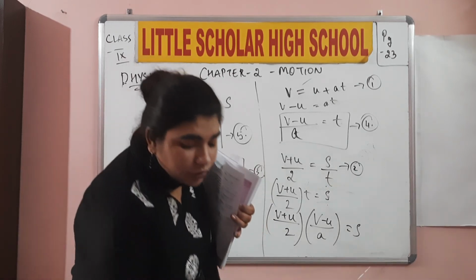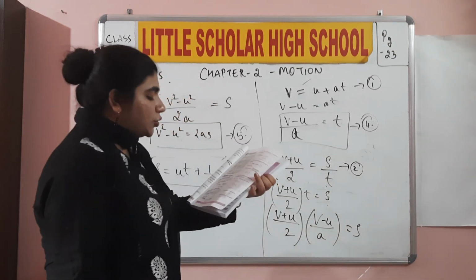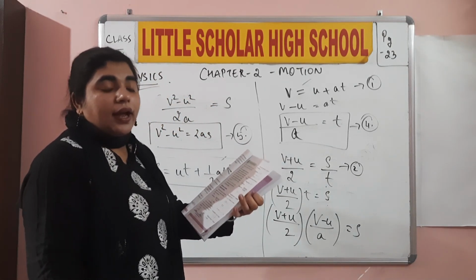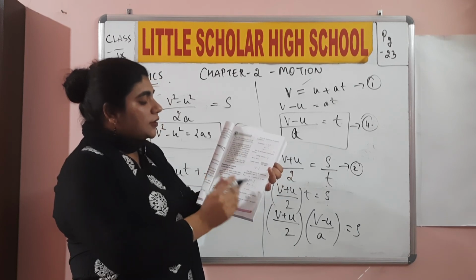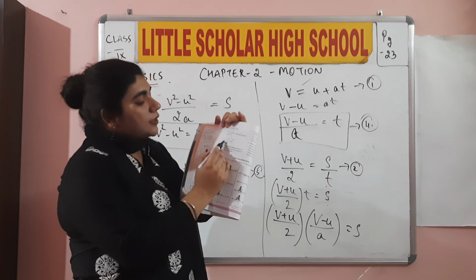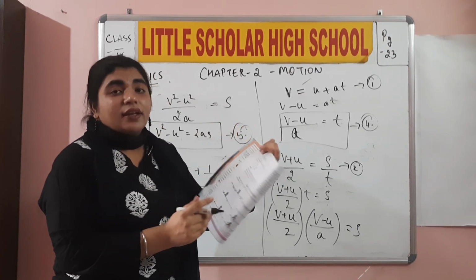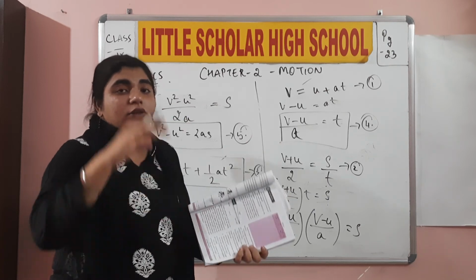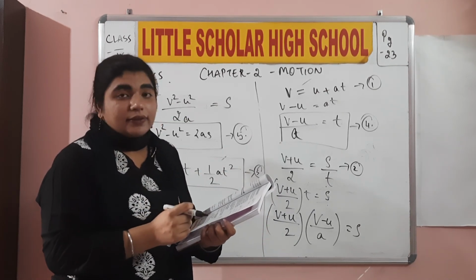So the homework for today is that you are going to practice this particular equation 3 times. From page number 23, from equations of uniform accelerated motion onwards till we get this last equation, V square minus U square is equal to 2AS, you are going to practice these particular equations at least thrice.